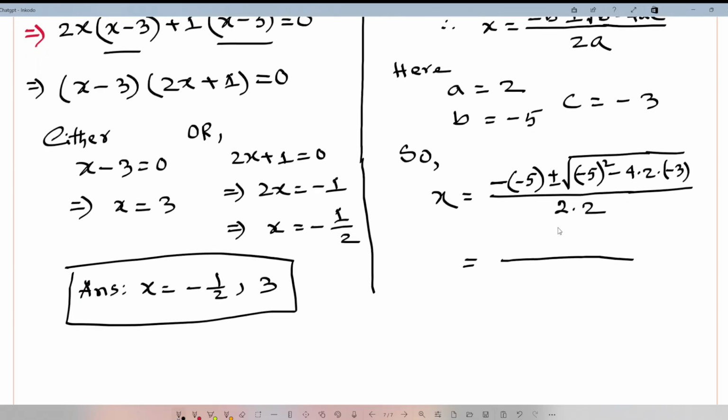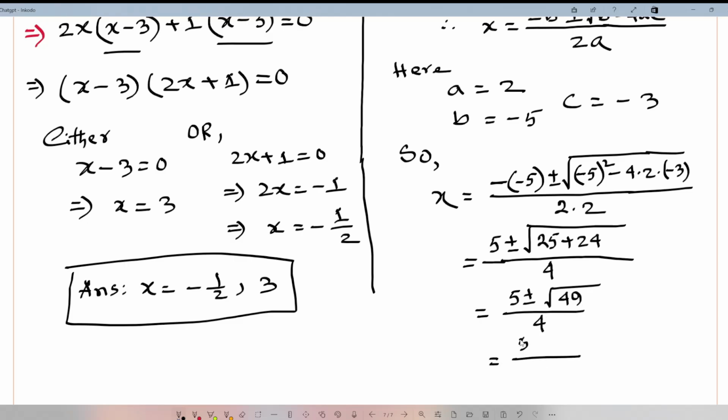So minus and minus plus, it will be 5 ± root over, here is (-5)², it means 25, minus and minus plus 4 times 2 is 8, 8 times 3 will be 24, divided by 4. So 5 ± root of 25 plus 24, it will be 49, divided by 4. So here is 5 ± root 49, it will be 7, divided by 4.